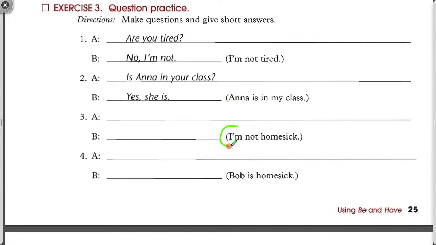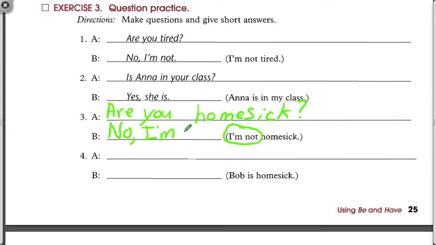Number 3. I'm not homesick. That's the answer. So the question, okay, remember we have I am as the answer, turns to the question form, are you homesick? That's the question. Since I'm not, the answer is, no, I'm not.